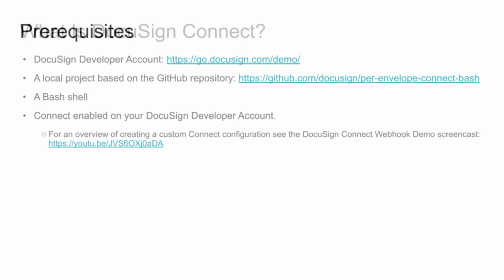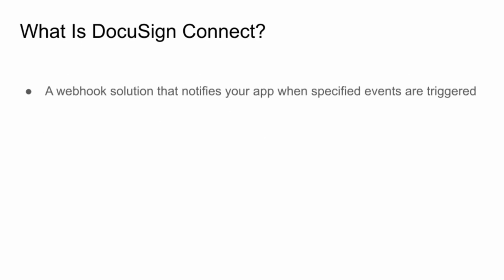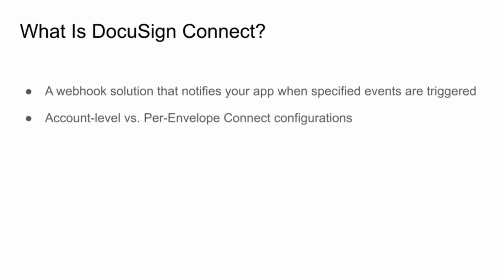Connect is our webhook solution that notifies your application when selected events get triggered, which means your application can get event notifications when they happen, rather than your application polling for them. Account-level Connect configurations use the eSignature Admin app to set up a Connect configuration that will trigger based on envelope or user events for all envelopes sent from your account.